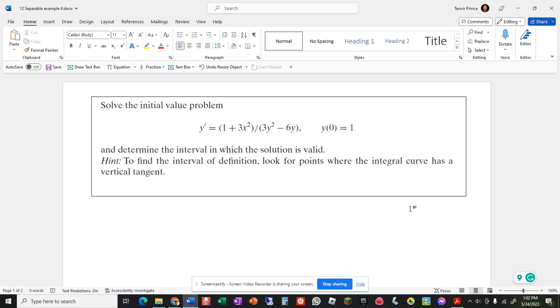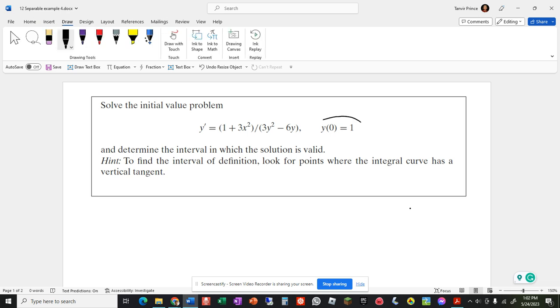If you read this question, it says solve the following initial value problem. So you have a differential equation which is going to be separable, and it has an initial condition, y of 0 equal to 1. In other words, when x is 0, y is 1. So the point is (0, 1). So the graph has to go through this point (0, 1).